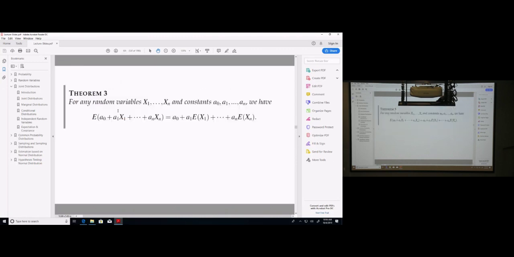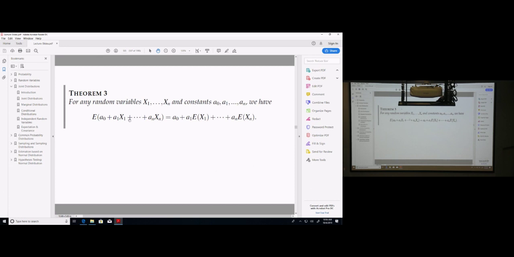All right, so Theorem 3. If you want to remember this theorem, you can put it in words like this: linearity of expectation. So the expectation operation is linear, meaning that you can always move constants in and out, all right?